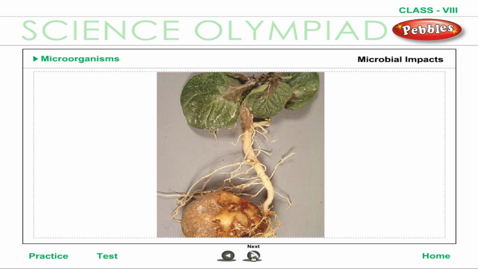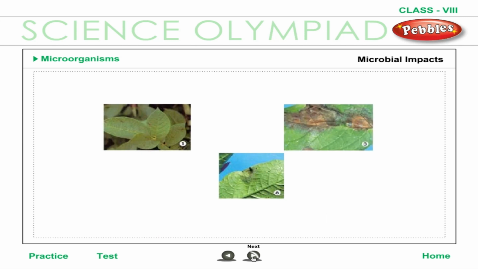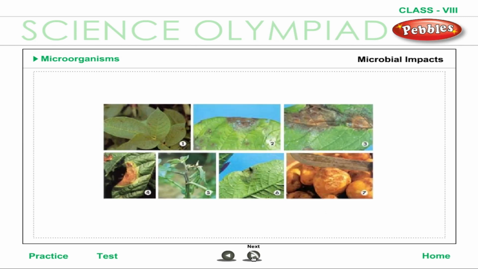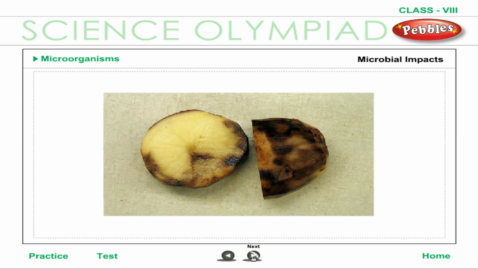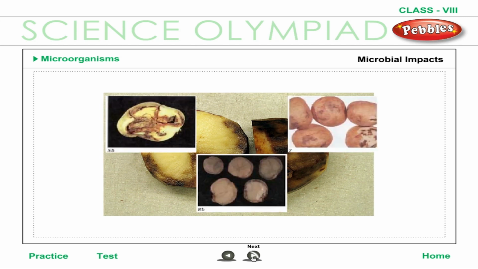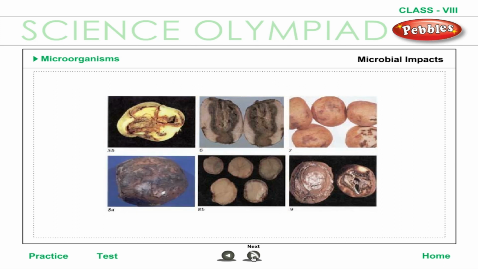Microbial impacts. Besides spoiling food and causing foodborne diseases in animals, microbes can cause diseases in plants too. One such disease is the late blight of potato caused by the fungus Phytophthora infestans.